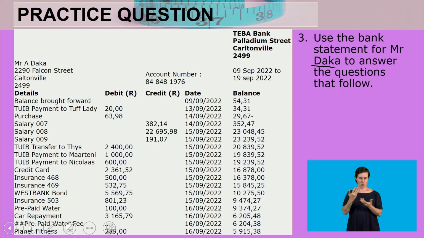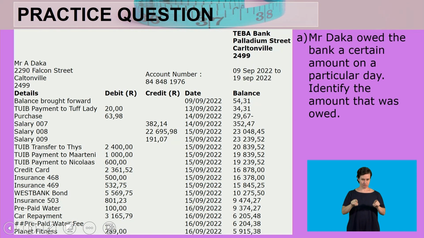So we have analyzed our document. So we move to our question. Mr. Daga owed the bank a certain amount on a particular day. Identify the amount that was owed. So we are not to calculate, but to identify and indicate from the statement the amount that was owed. Remember, we've said the value that appears with a negative sign simply means that the person is now owing the bank. It means he or she has used more than what he has on his account.